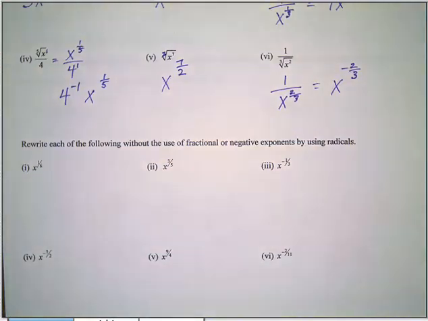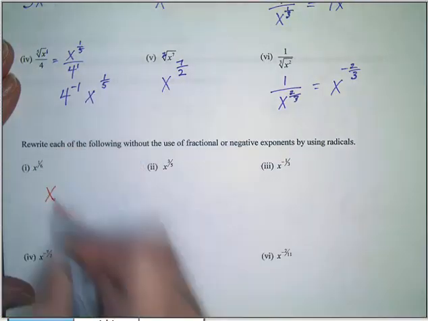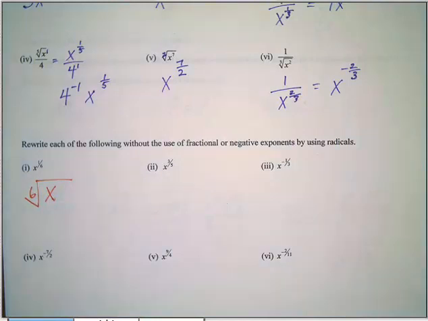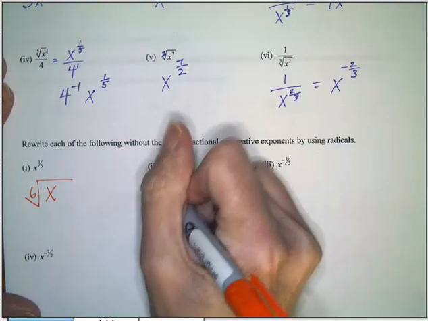Now in this section, we're going to go from those fractional exponents that we just created in the first part and make them into radicals. It says that we can rewrite each of the following without the use of fractional or negative exponents by using radicals. So in the first one, we know this means x to the 1st power, and the 6 is our index, so that is our radical with an index of 6. In the second one, we have x to the 3rd, and we have a radical with an index of 5.